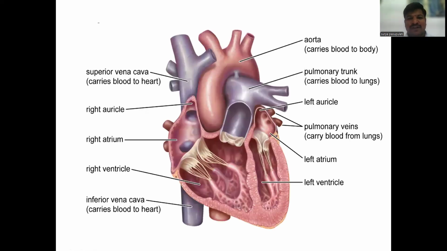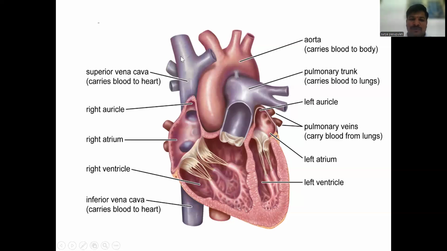In the normal structure, the heart comprises 4 chambers: right atrium, right ventricle, left atrium, and left ventricle. The right atrium and left atrium are divided by the septum called the atrial septum, and the right ventricle and left ventricle are divided by the ventricular septum. Both atria and ventricles are divided by the atrioventricular septum.